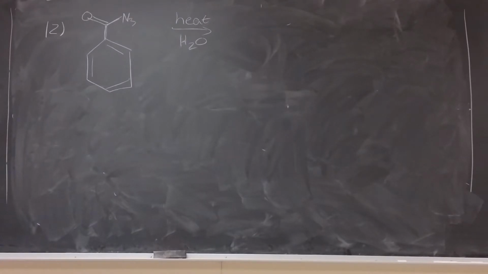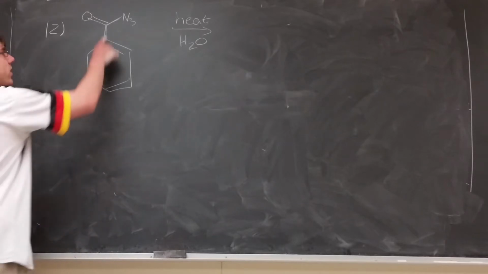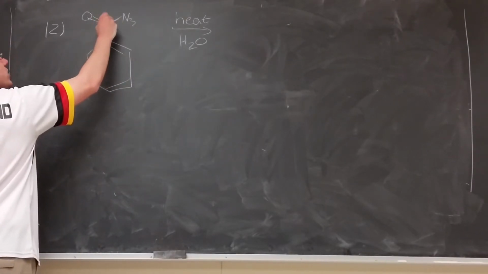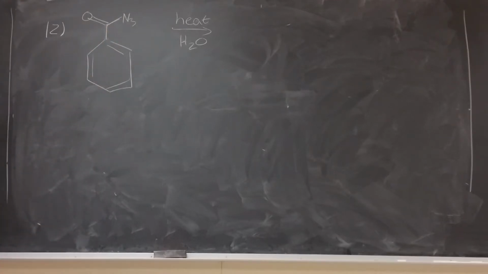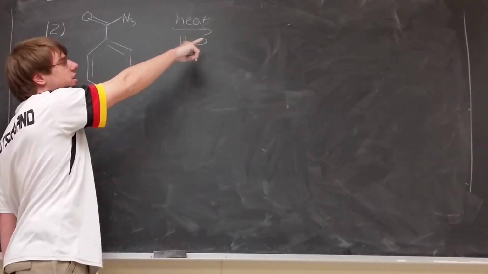Number 12 is on the Curtius rearrangement, which you learned for the third exam. Now, how do you recognize you have the Curtius rearrangement? You will see a C double bond O with an N3 on that carbon. And then over the arrow, you will see the word heat.